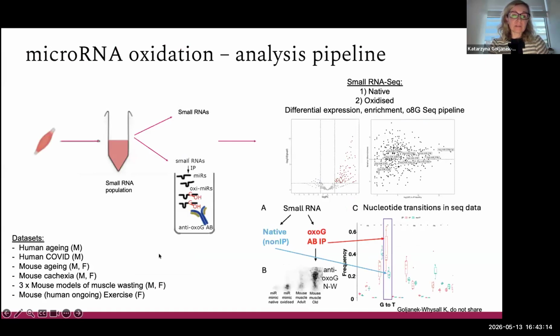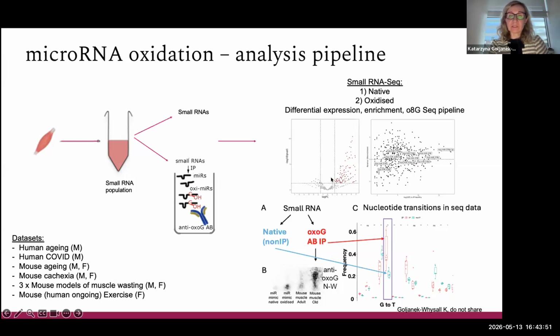First, we wanted to see if we can actually detect oxidized microRNAs in muscle during different conditions. So these are some of the data sets we collected throughout the time. And we have taken two approaches. This is a few years back, so there are alternative approaches available nowadays as well. But when we started, we isolated a small proportion of RNAs and either sequenced those or did IP using an antibody to OXOG, and then sequenced this proportion as well.